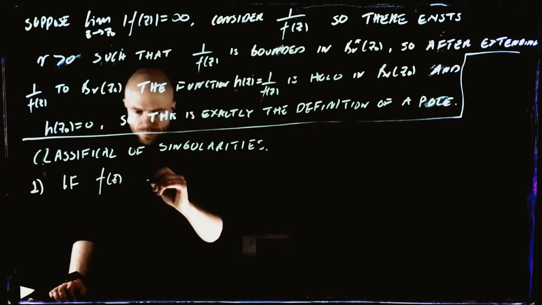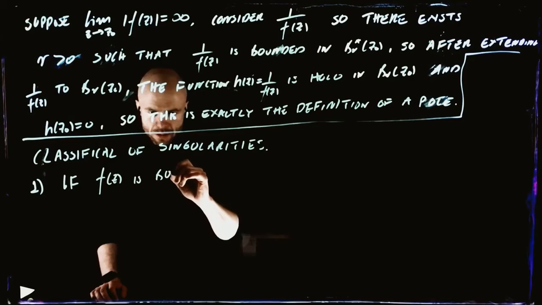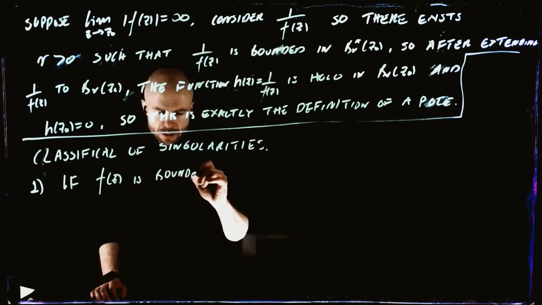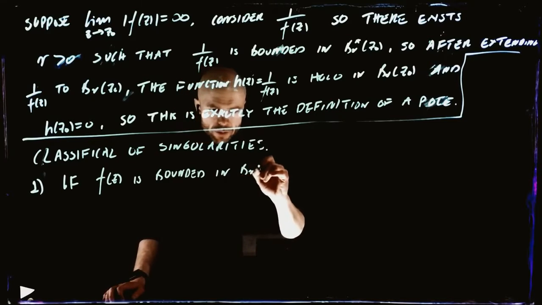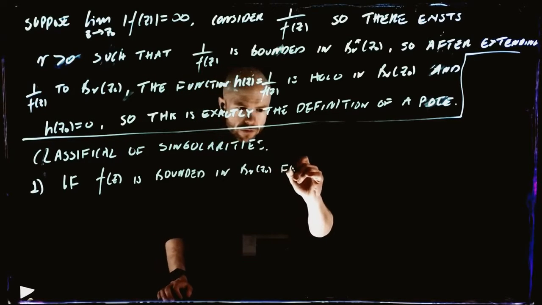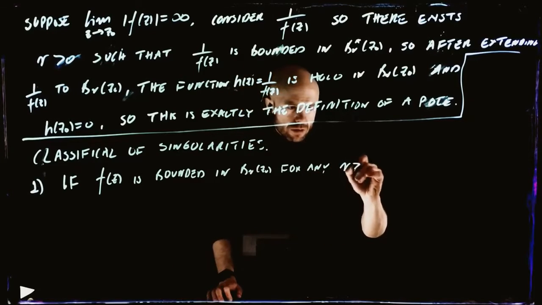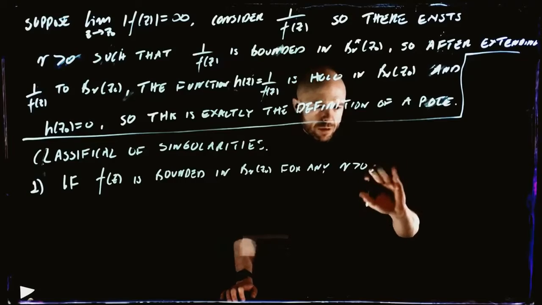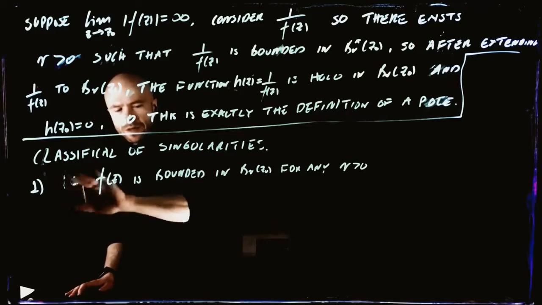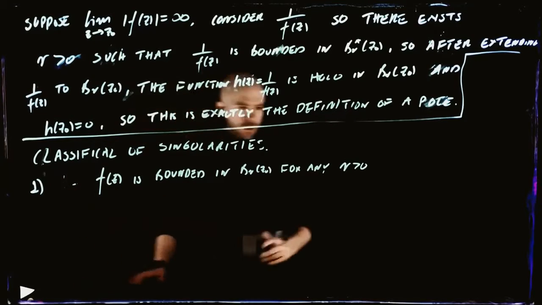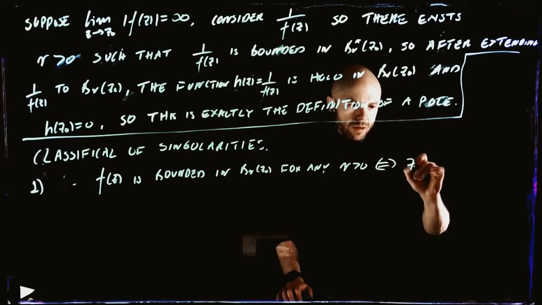If f of z is bounded in the punctured ball for any r bigger than 0, then removable. Actually, this is an if and only if. So f of z is bounded in the punctured ball is equivalent to z0 is removable.